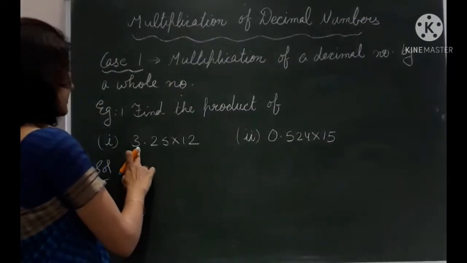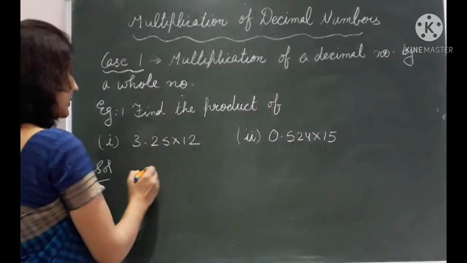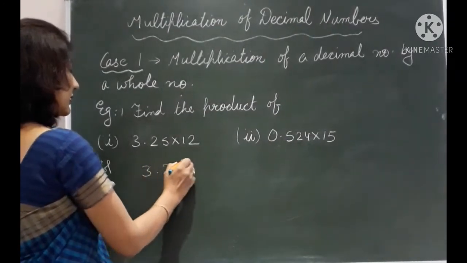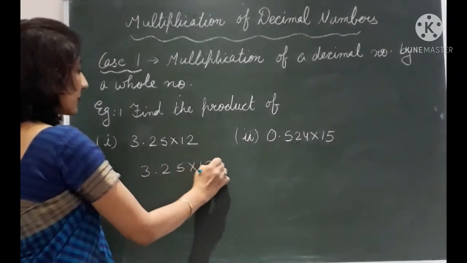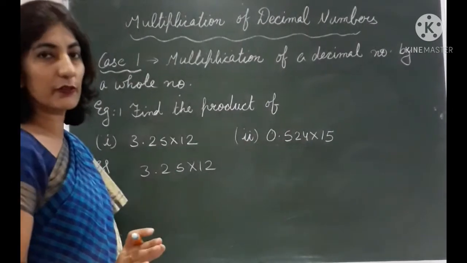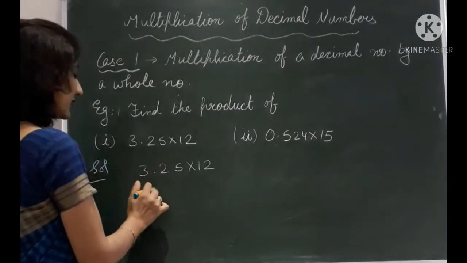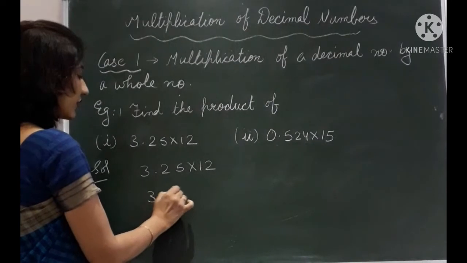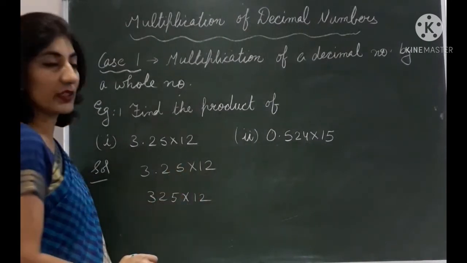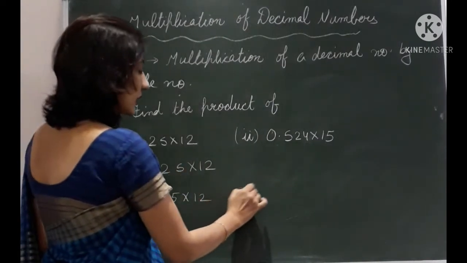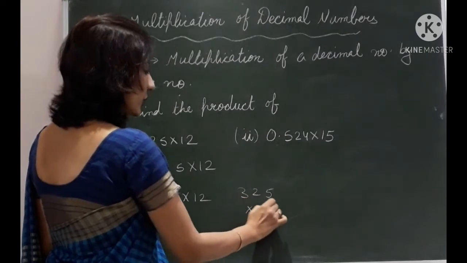First example is 3.25 multiplied by 12. It's very simple, the multiplication. Nothing you have to do, you just ignore this decimal. You take 325 multiplied by 12. You multiply these two numbers, 325 into 12.